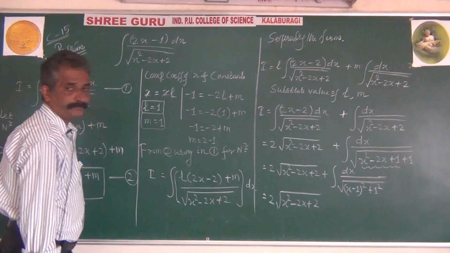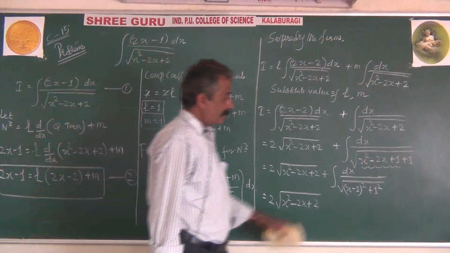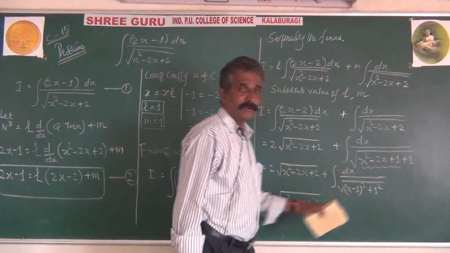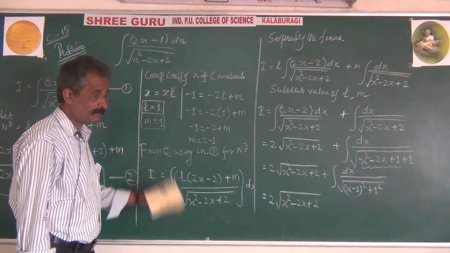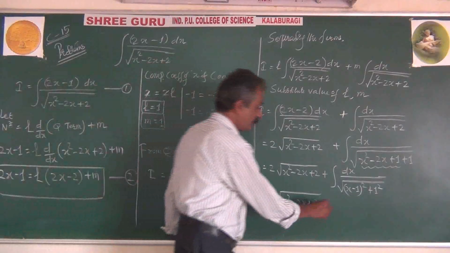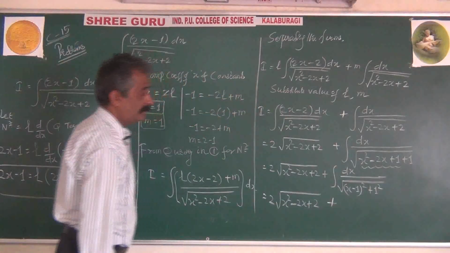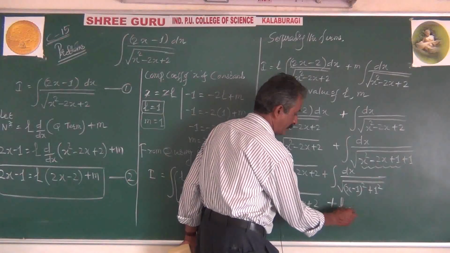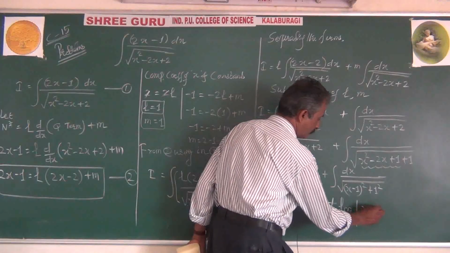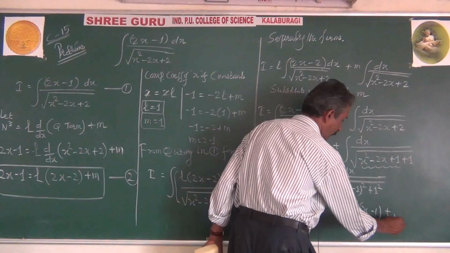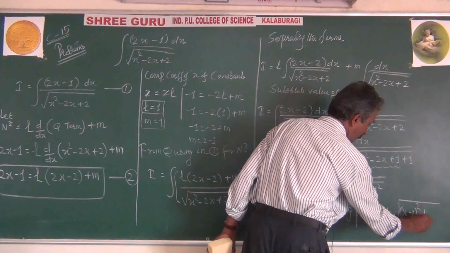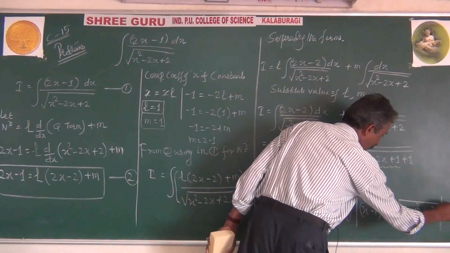Refer to formula number 6, which type is it having? It is just like integration dx by root of x square plus a square. The answer is log of x plus root of x square plus a square. Here, x means x minus 1, plus root of x square means x minus 1 whole square plus a square means 1 square, plus c.